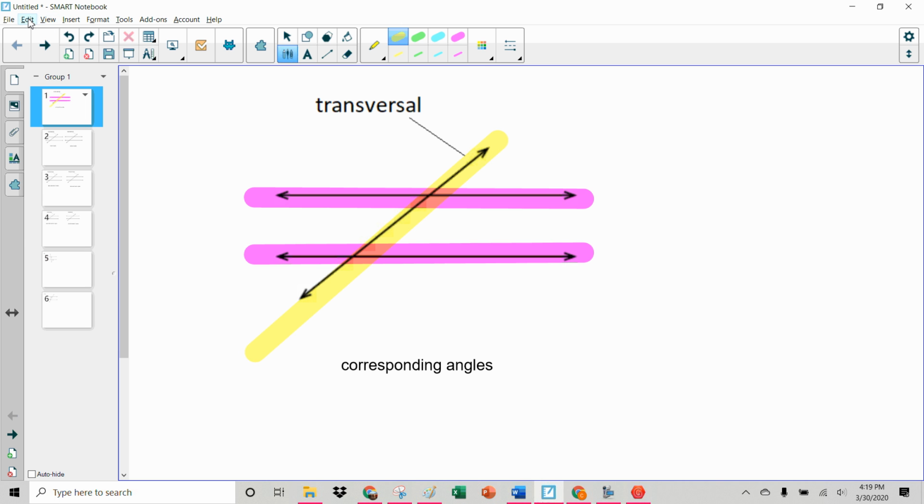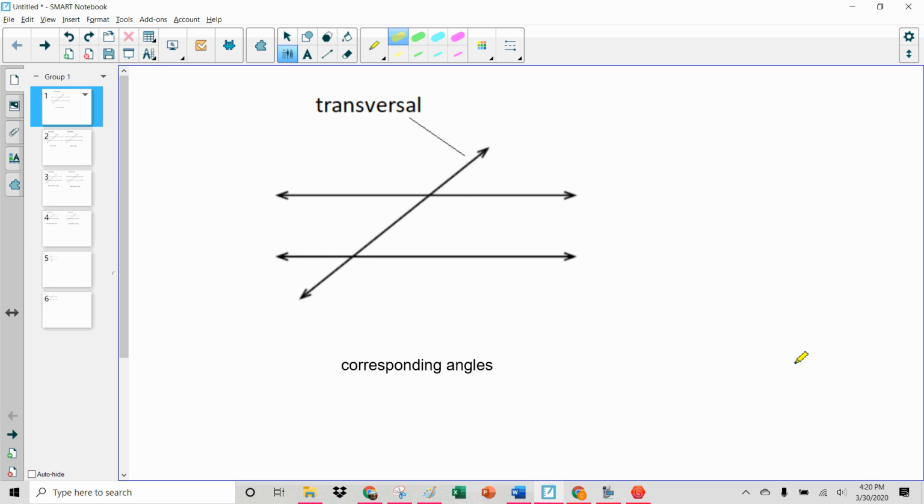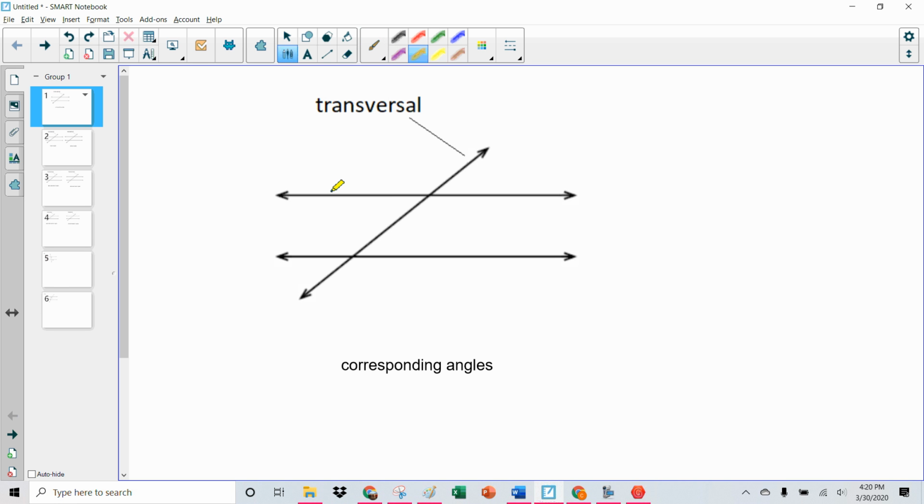We have all sorts of names for the angles that are formed when we have two lines cut by a transversal. The first set of angles are called corresponding angles. Corresponding angles would be like this angle here and this angle here. So if you were to describe these angles, you could say that they occupy the same relative position as each other.